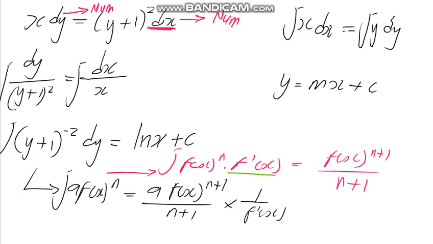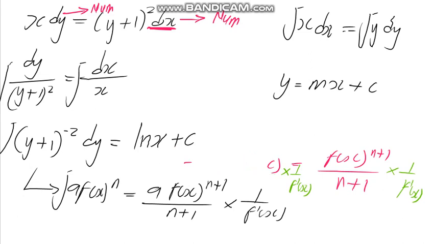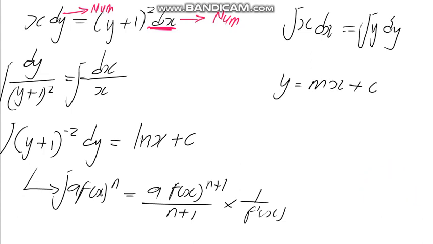The reason they write it like this is that I already took f prime of x to this side. So you have to take it to the other side, because you don't have it. That's why you have 1 over f prime of x. This is just additional information. Okay, I'll erase that. In this case, our n is equal to minus 2. Okay, so let's go to the next slide.